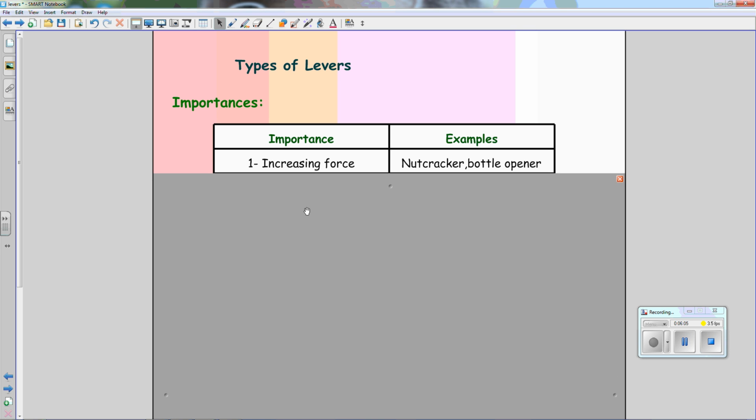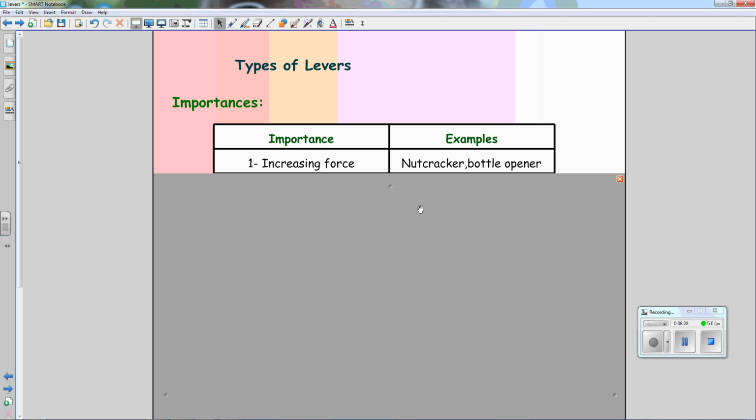First importance is increase in force. What is the meaning of increase in force? It means we exert a small force to get a great effort. So the lever increases our force.